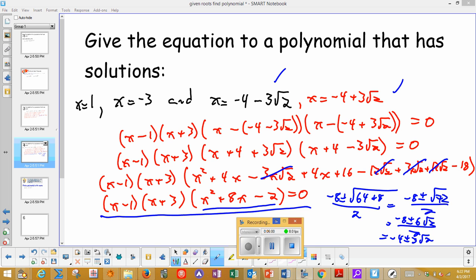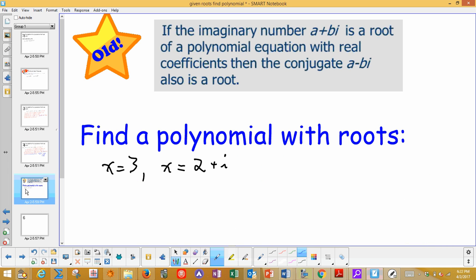Okay, so here's our next old theorem. This is brand old. That's the opposite of brand new. But you knew this one already. If the imaginary number a plus bi is a root, then a minus bi is a root. So here's a polynomial with these two roots. Now I know that it can't have just those two roots. It's got to have a third root, which is the conjugate of this one. So x equals 2 minus i.